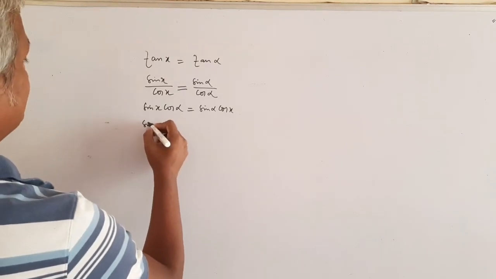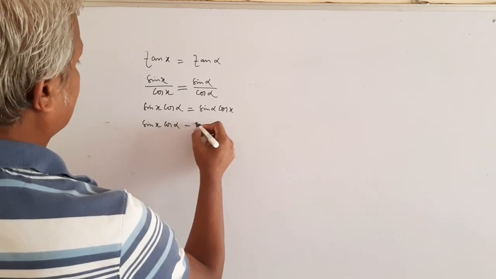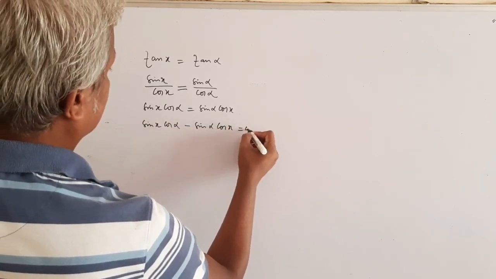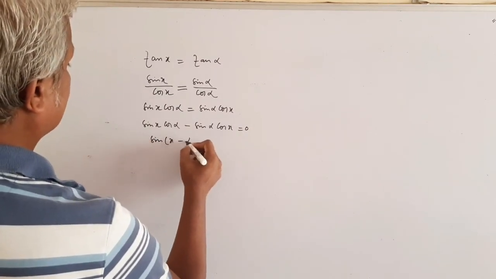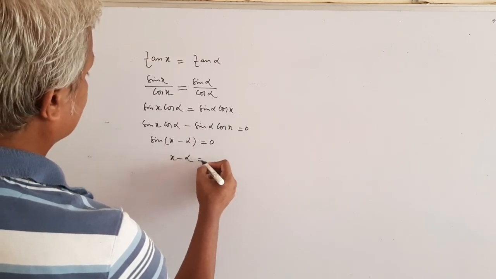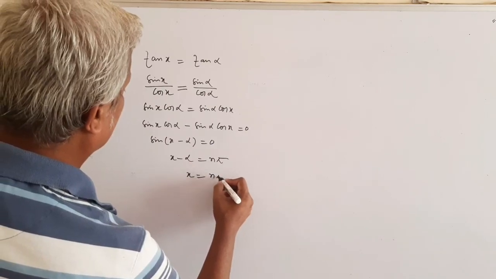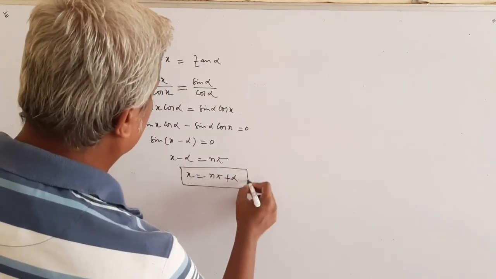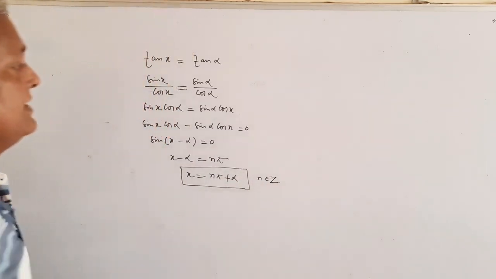Then I write sin x cos alpha minus sin alpha cos x is 0. So this is sin (x minus alpha) is 0. So x minus alpha is n pi. Therefore x equals n pi plus alpha. This is the solution for tan x equal to tan alpha, where n is an integer.